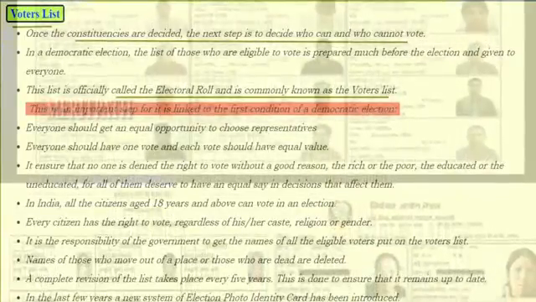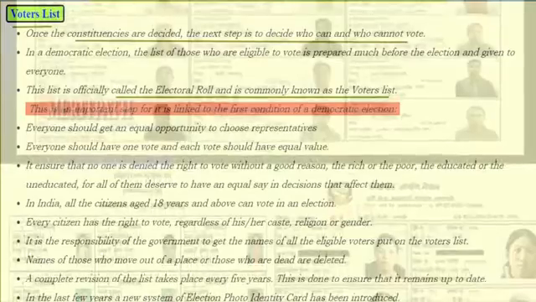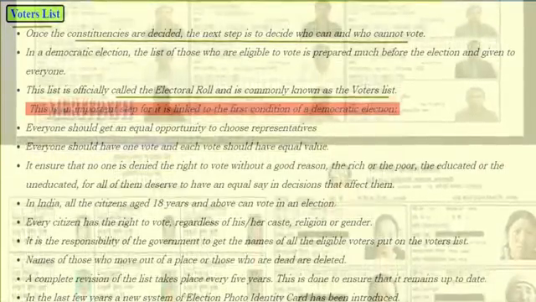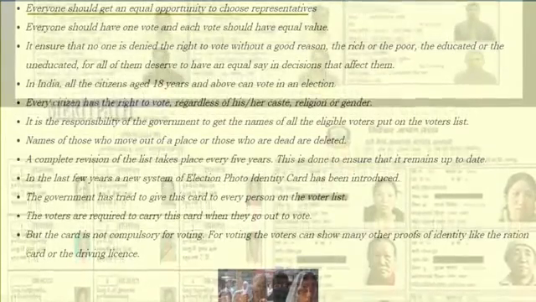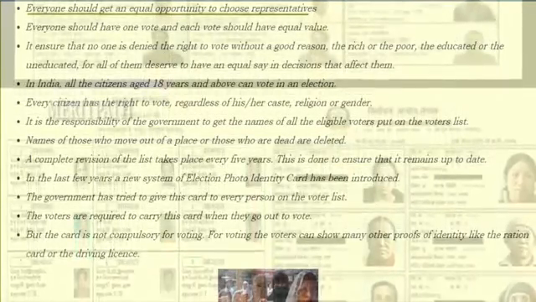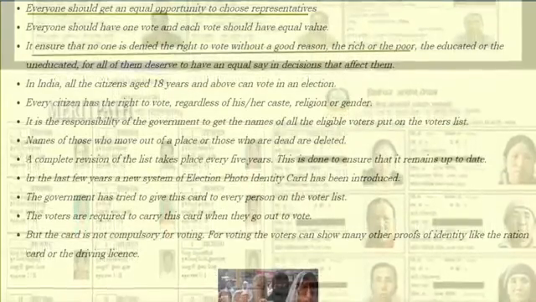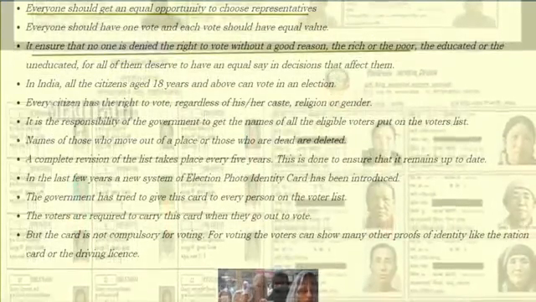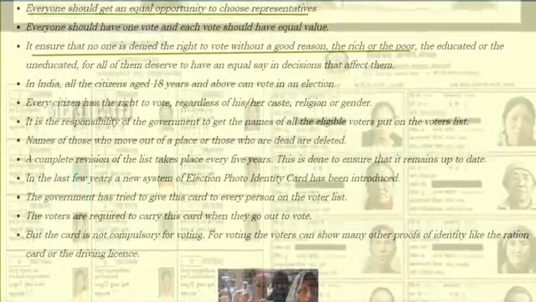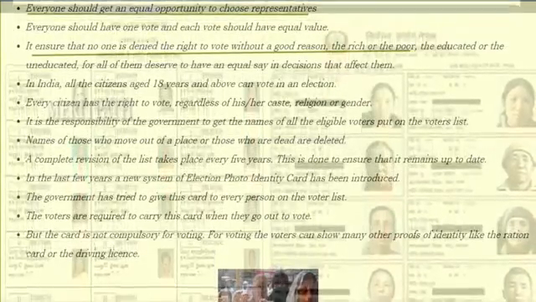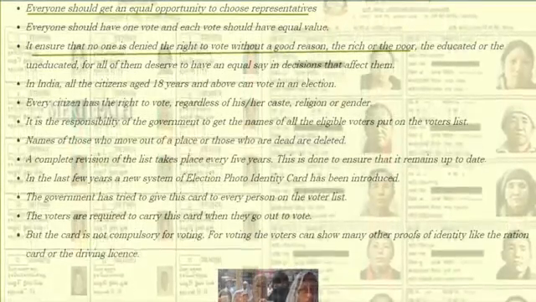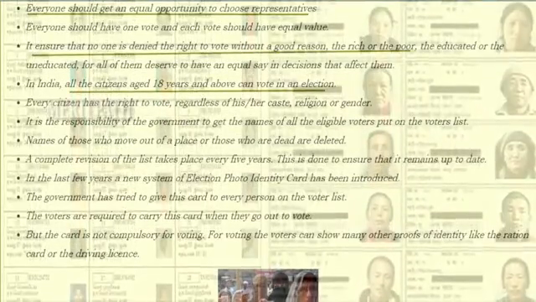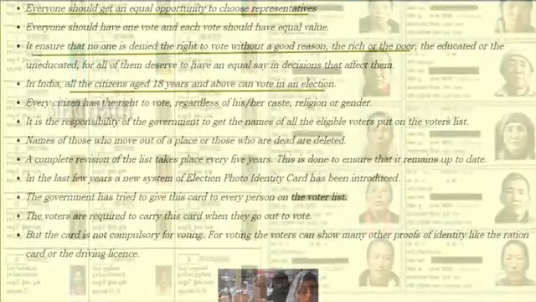This is an important step, for it is linked to the first condition of a democratic election. Everybody should get an equal opportunity to choose their representatives. Everybody should have one vote and each vote should have equal value. It ensures that no one is denied the right to vote without a good reason. Rich or poor, educated or uneducated, all of them deserve to have an equal say in the elections which affect them. All citizens aged 18 years or above can vote in an election.